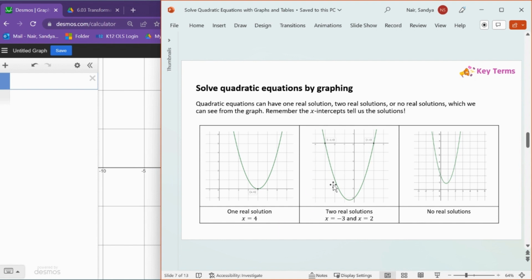You can see the second graph has two real solutions because it does cross the x-axis twice, and the x-coordinates of those points, x equals -3 and x equals 2, will tell us the solutions. This graph, right here in this third image, is never going to cross the x-axis, so this quadratic will have no real solutions.